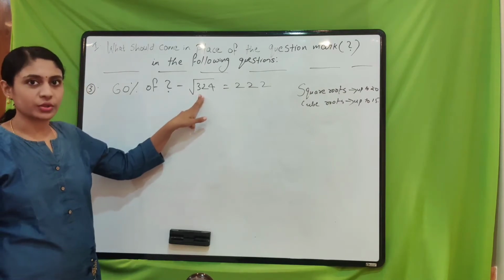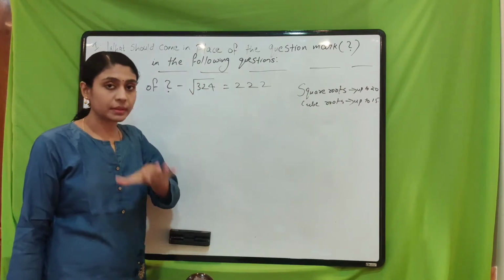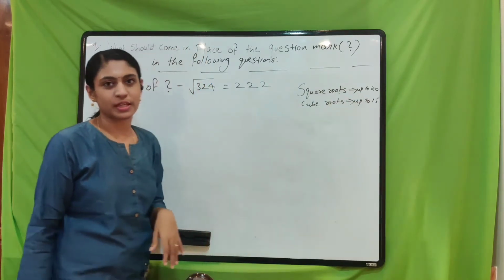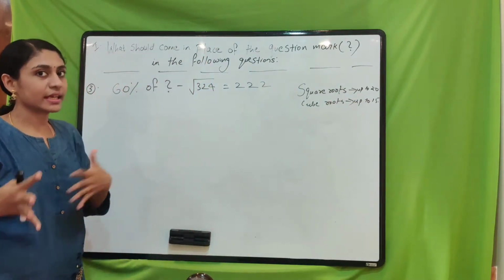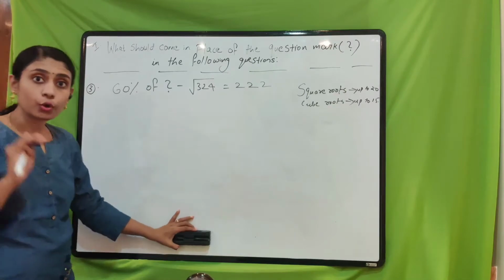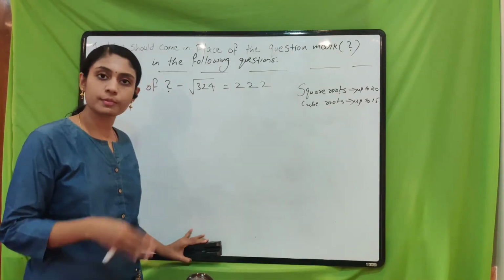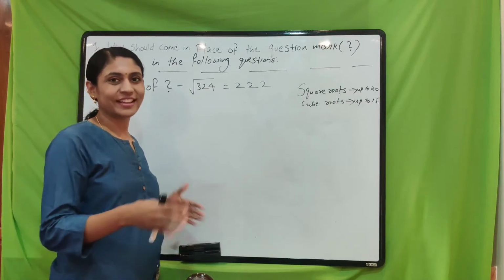Here it is square root, right? So you have to learn by heart square roots minimum up to 20 and cube roots minimum up to 50. Then only you can do it faster in the exams, okay? And if you don't know how to find the square roots and cube roots, I will give you the links in the description box. Please go through that video and then solve it, okay?